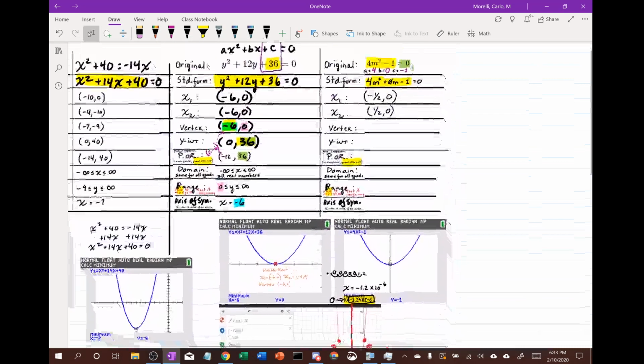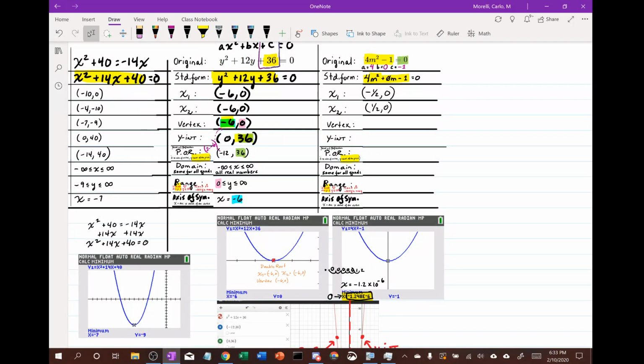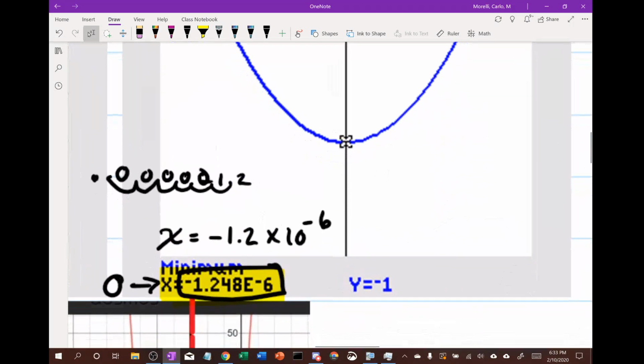Anyway, let's go start filling some of this. The vertex was at negative. Okay, the y value of the vertex is right here.